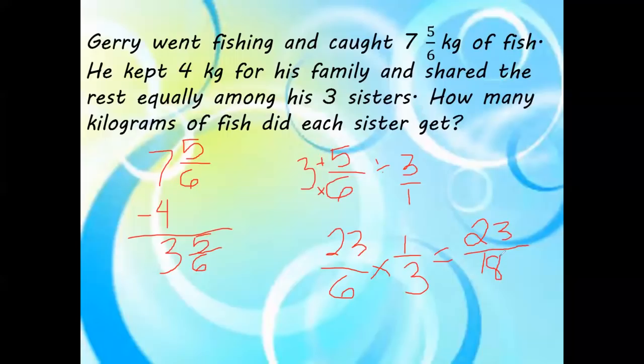So we need to simplify it. 23 divided by 18. Okay. Let's divide it here. 23 divided by 18. So we have 1. Then 18. Then we have 23 minus 18 is 5. So the final answer is 1 and 5/18 kilograms. So each sister will receive 1 and 5/18 kilograms. Okay?